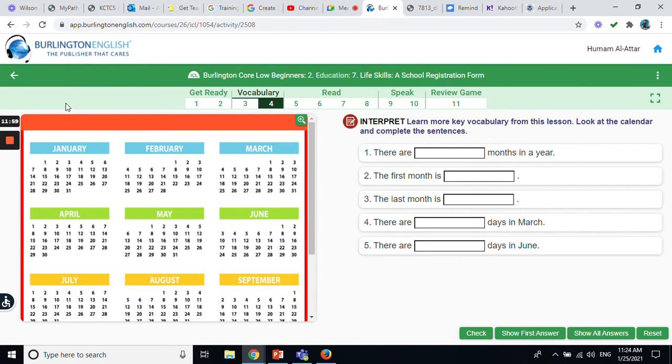Right. So, what do we call this, Bumo? Do you know what this is? A calendar. Yeah. So here we're going to learn more key vocabulary from this lesson. Look at the calendar and complete the sentences. This is too easy, right?